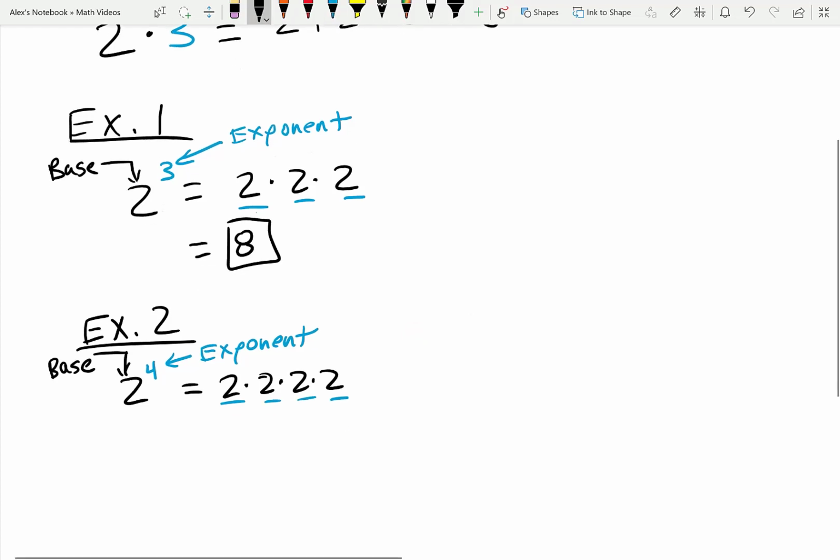Now what does that end up being? Well, 2 times 2 is 4, 4 times 2 is 8, 8 times 2 is 16. So we're going to get 16. 2 to the fourth is 16.